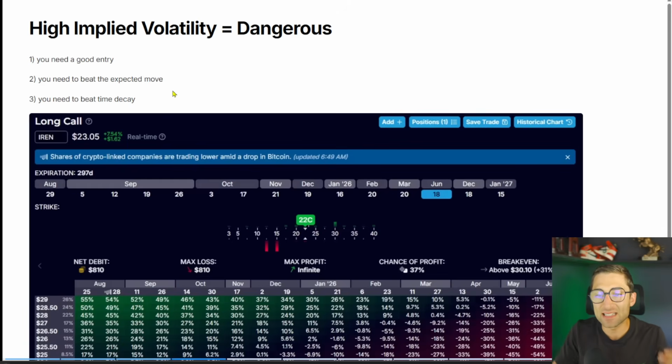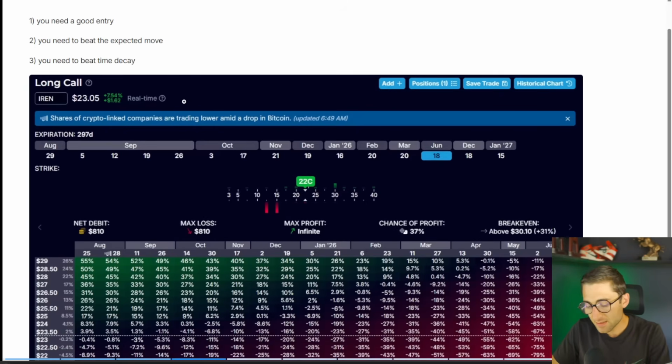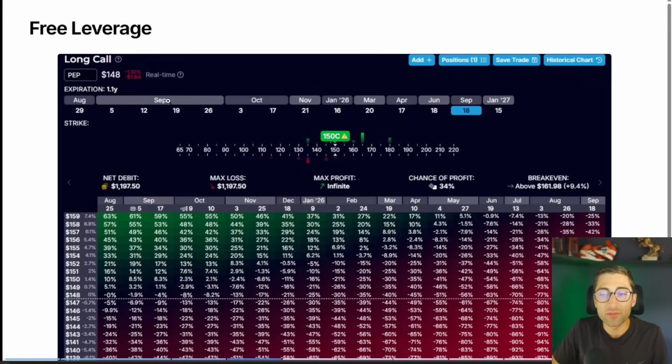This is where you're the statistic that is always losing as a buyer. So again, you need to beat 2 things when you're a buyer. You need to beat the expected move and the expected decay. So next up is the free leverage of low IV.